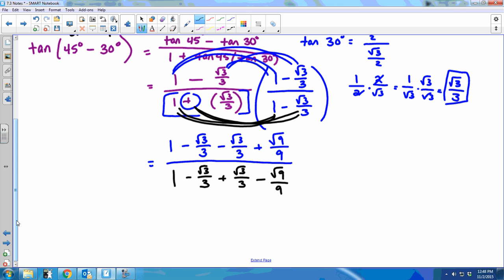Any questions about where any of those numbers came from? The square root of 9 is 3, so you have 3 over 9. And 3 over 9 is 1/3. So I could change both of these.